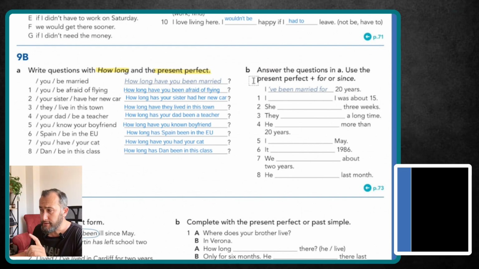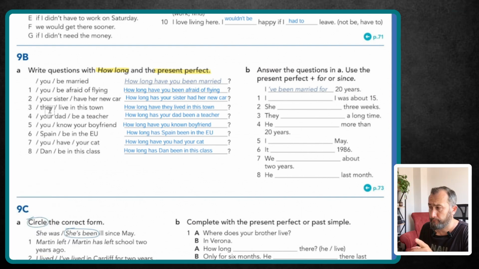B is asking us to answer the questions now. Now the B part is asking us to answer these questions that we've just done. Right? Like how long have you been married? I've been married for 20 years. We must use for or since depending on the situation.